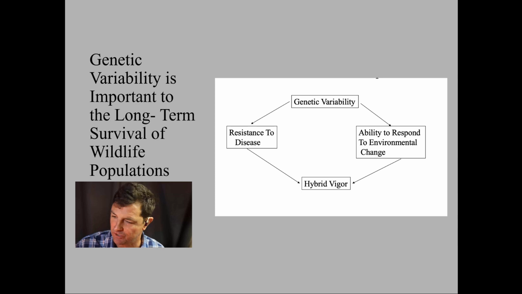Okay, so in summary, genetic variability is important for long-term survival of wildlife populations. Genetic variability gives the population resistance to disease, and it gives a population the ability to respond to environmental change. And that's a buzzword that's associated with genetic variability, and we often will call that hybrid vigor. So again, you want a large population size because you want to preserve that genetic variability and you want to prevent inbreeding.